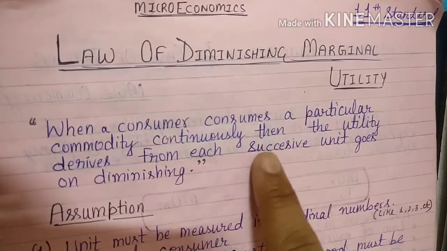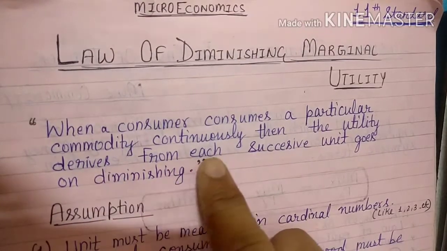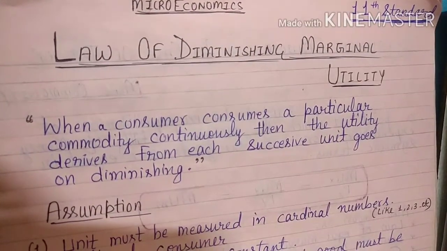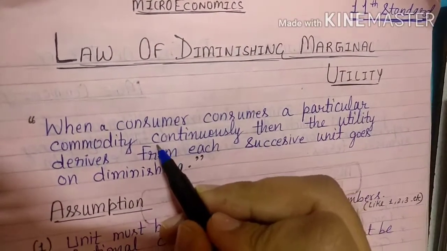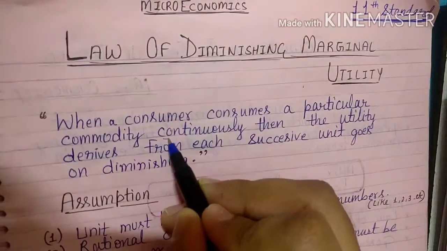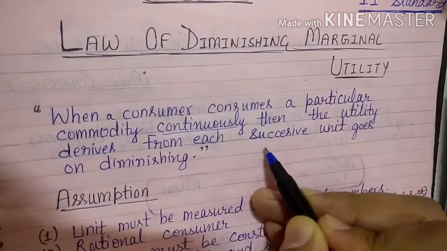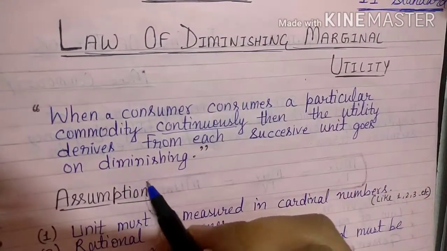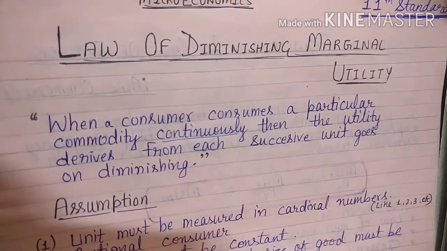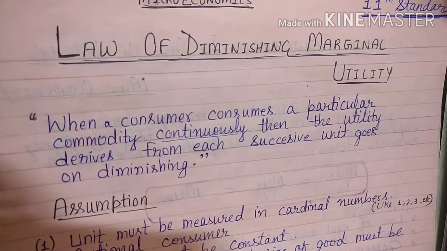When a consumer consumes a particular commodity continuously, the word continuously is very important. When a consumer is consuming a particular commodity continuously, then the utility derived from each successive unit goes on diminishing. So this is the law. Now let us understand this with an example.